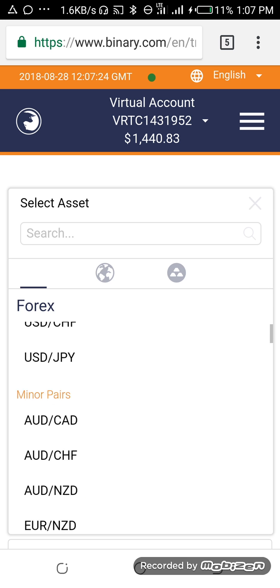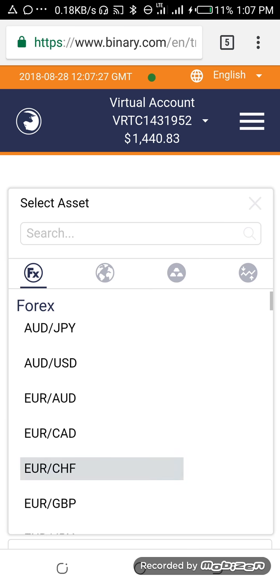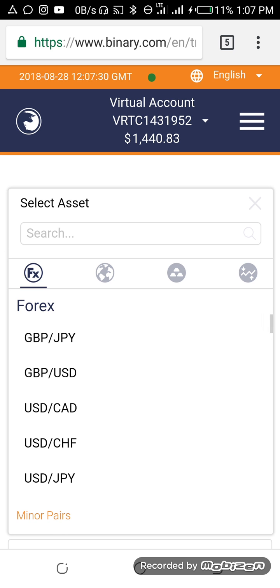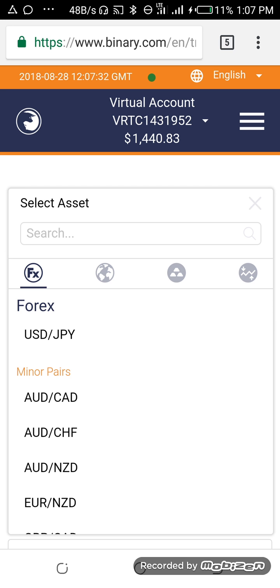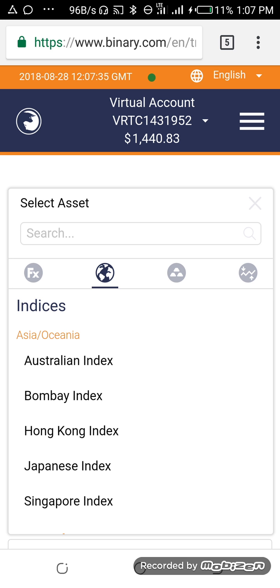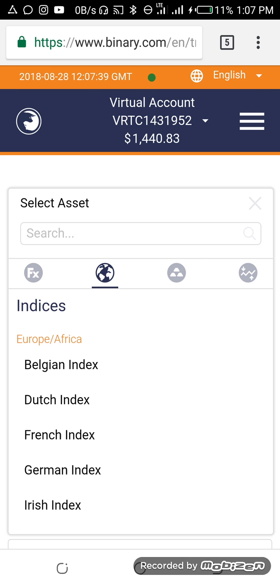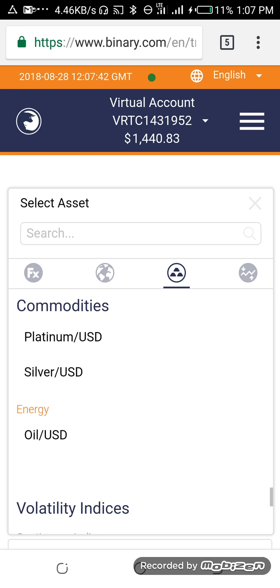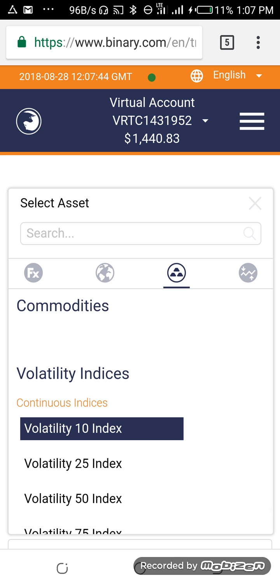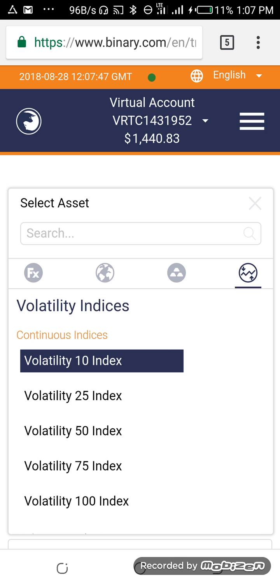You can trade so many currencies. You can see you have Forex, different currencies that you can trade. And you also have different indices from different countries. You also have commodities: gold, platinum, silver, oil. You can trade all this, and you also have volatility indices. Now, these volatility indices are what you can trade at any time. They don't have closing hours. They don't have working hours. It's 24 hours. You can trade them at any time you want.